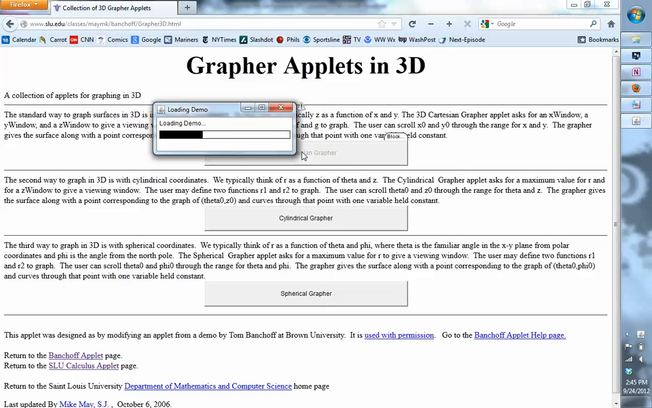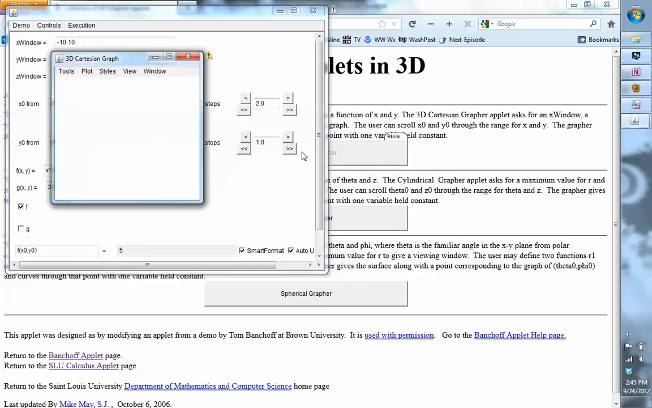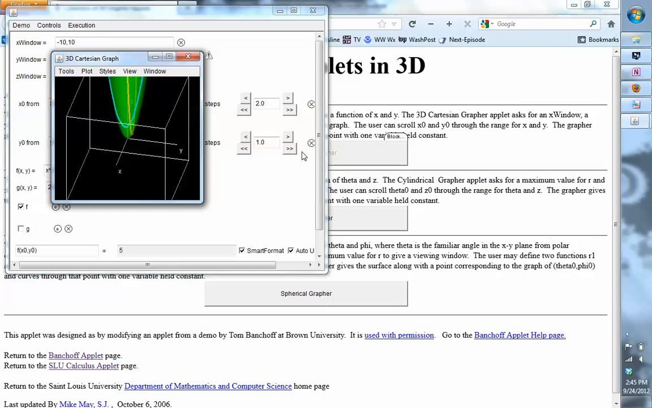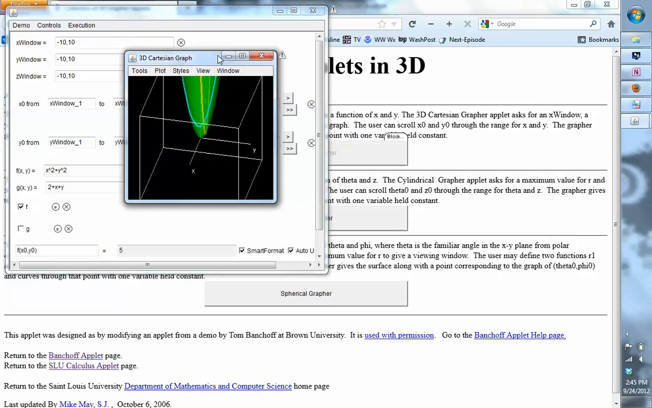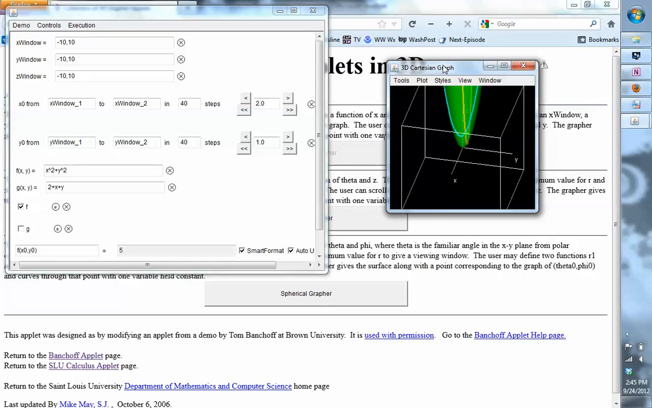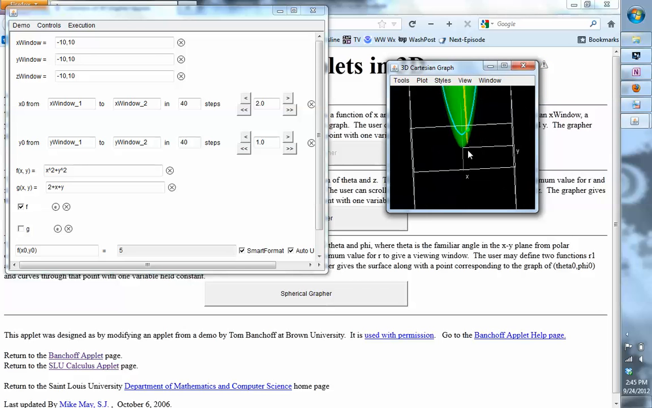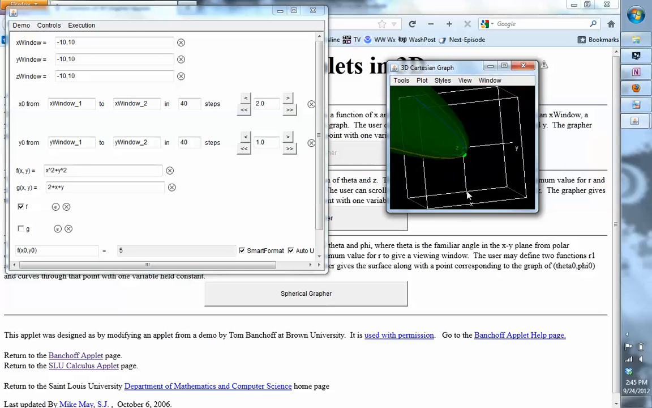And again, you might get some warnings. You know, do you really want to run this Java program? Just say yes. I'm not saying you should always say yes when you're using your computer, but in this case, it's okay. All right, so we've got two boxes that pop up. On the left-hand side are all the parameters that go into building the surface, and on the right-hand side is just a visualization.